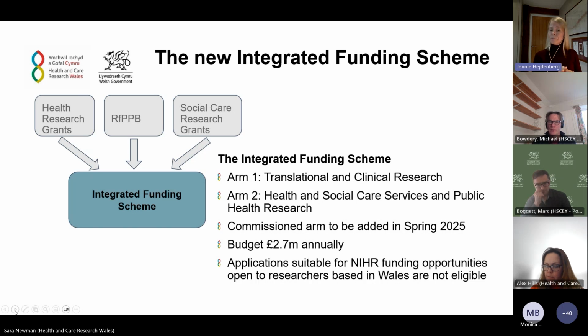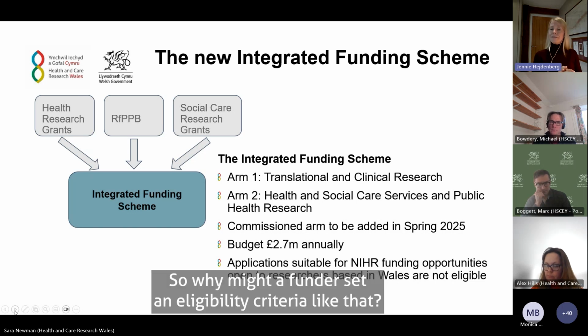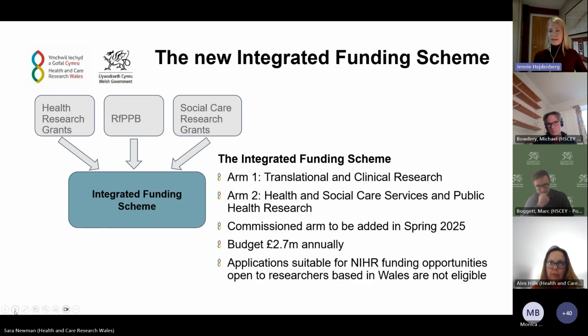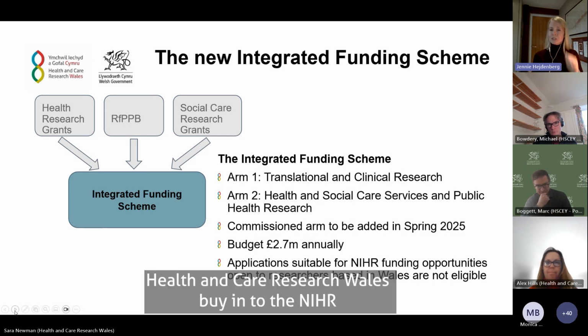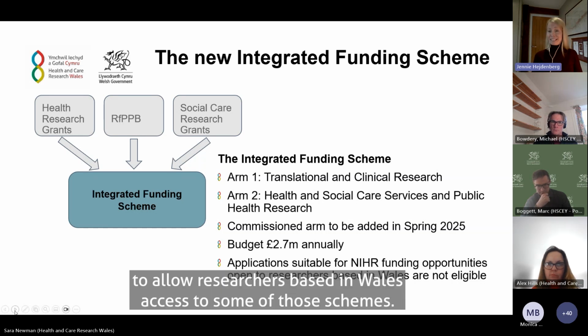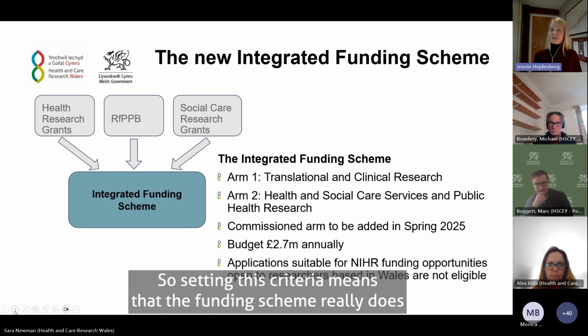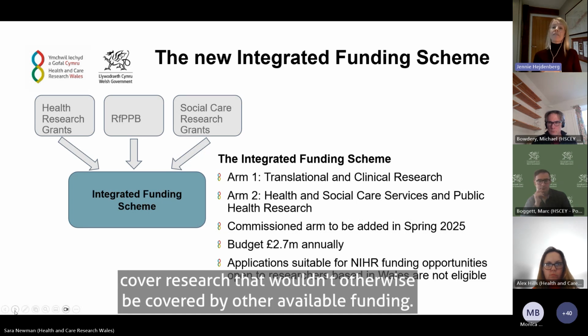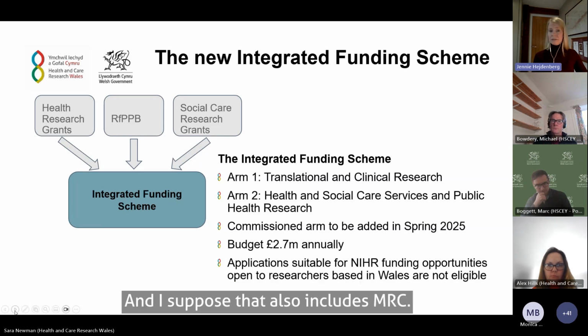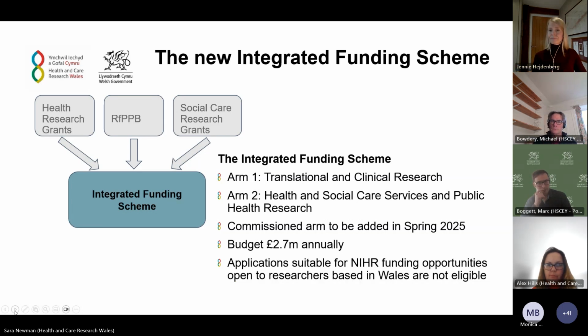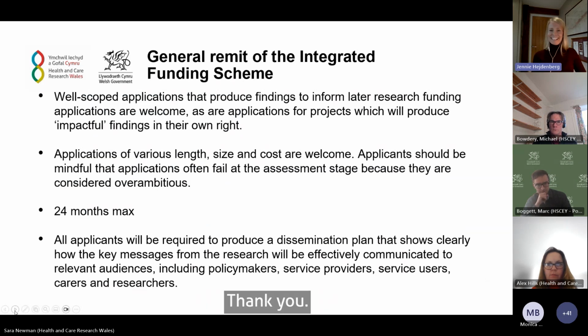350,000. Now, applications that are suitable for those NHR funding opportunities that are open to researchers based in Wales are not eligible. So why might a funder set an eligibility criteria like that? Well, Health and Care Research Wales buy into the NHR to allow researchers based in Wales access to some of those schemes. So setting this criteria means that the funding scheme really does cover research that wouldn't otherwise be covered by other available funding. And I suppose that also includes MRC.